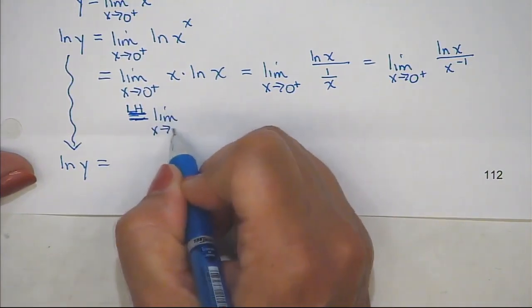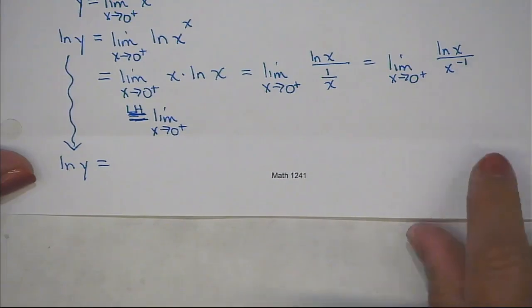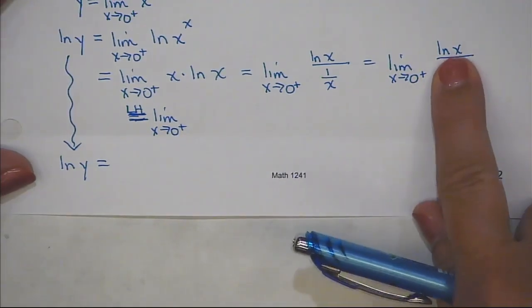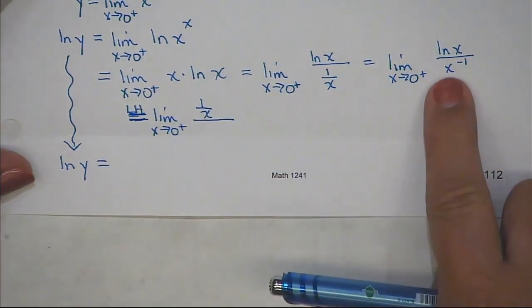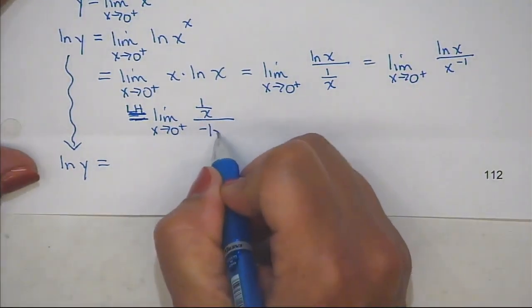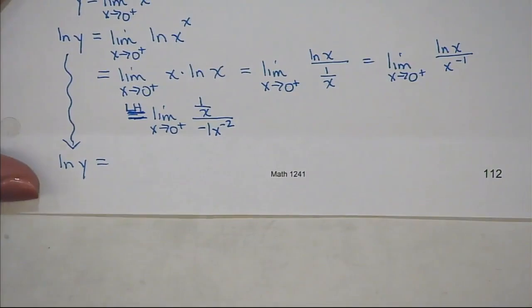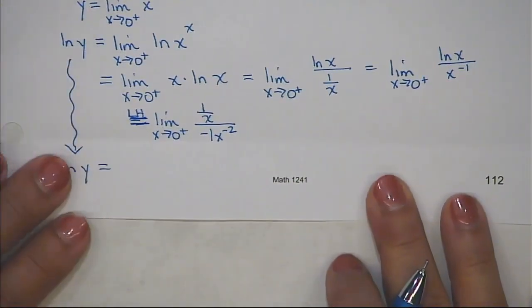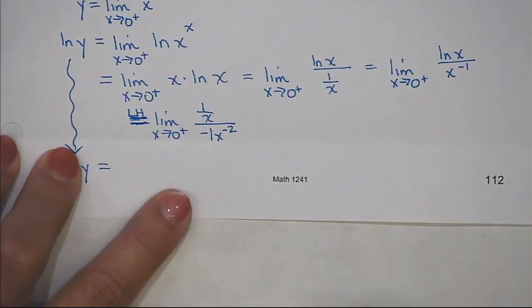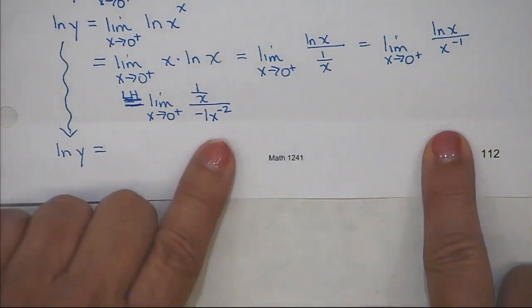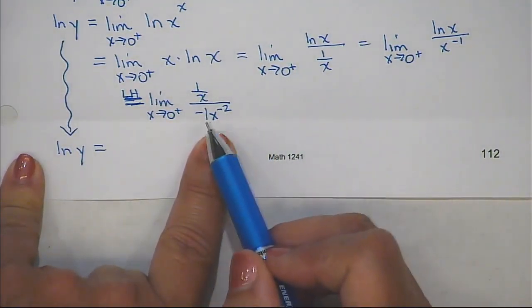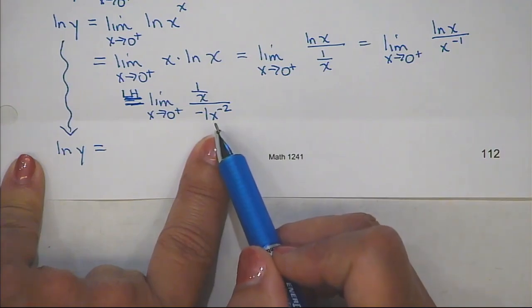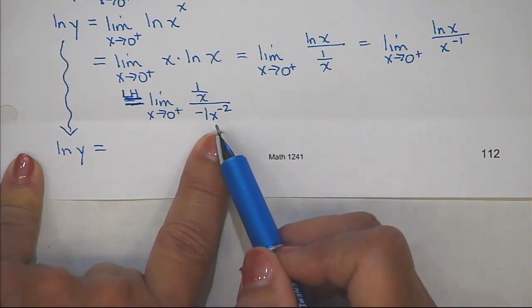So the limit as x goes to 0 from the right. So the derivative of natural log is 1 over x, over the derivative of x to the negative 1, which is negative 1, x to the negative 2. All right, now this is that one where you have to simplify. So remember what we did in that other problem. So let's rewrite the bottom as negative 1 over x squared, and then we're going to flip it and multiply.